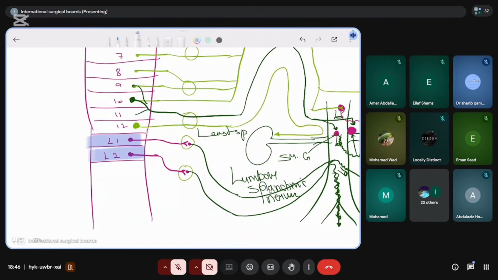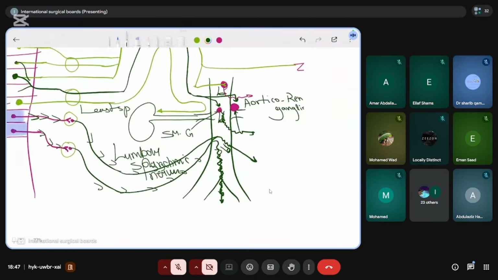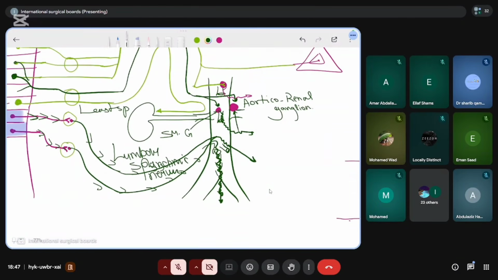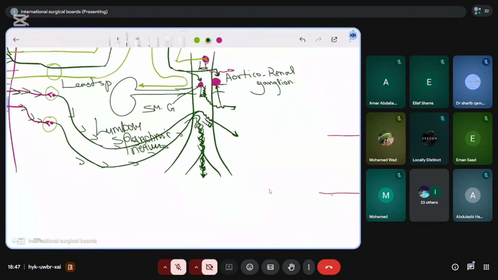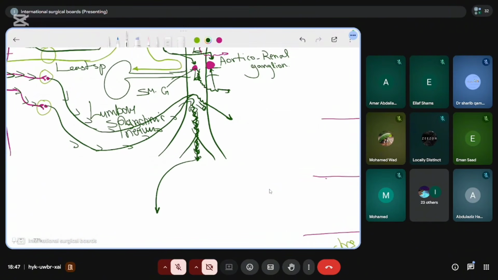The impulse moves to the sympathetic chain and then along the lumbar splanchnic nerves, which are postganglionic, don't forget that. And then they move through the prevertebral plexus, inferior hypogastric plexus, and then through the hypogastric nerves to the inferior hypogastric plexus, and then to the pelvic organs.